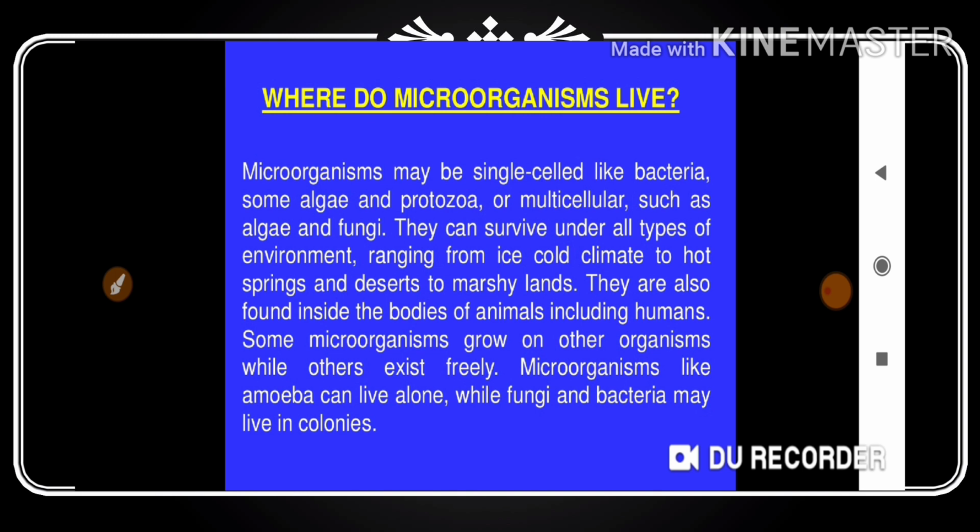Microorganisms like amoeba can live alone. It will not mingle with other organisms. It will be alone only. While fungi and bacteria may live in colonies. Just as you live in colonies with so many houses, in the same way they also have colonies, meaning the same type of organisms. For example, a group of fungi living together at one place we can call a colony. So some microorganisms like amoeba will live alone, while organisms like fungi and bacteria will live in colonies, getting together with the same kind of fungi.